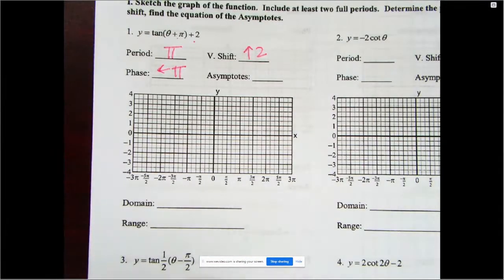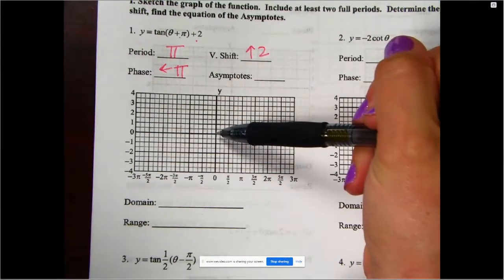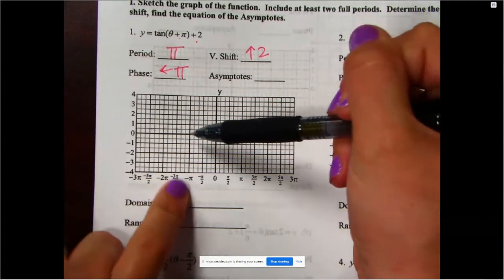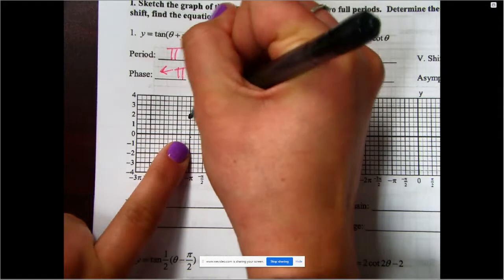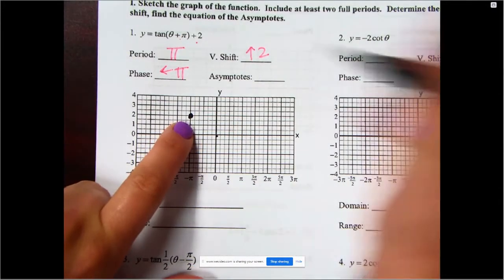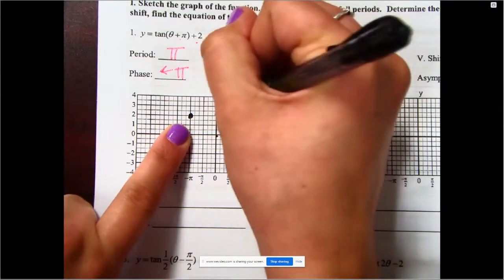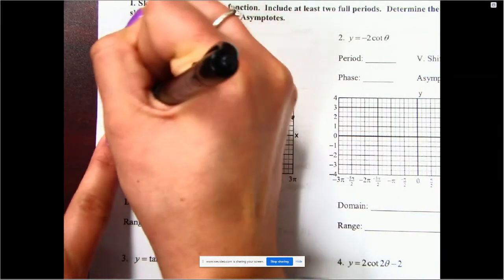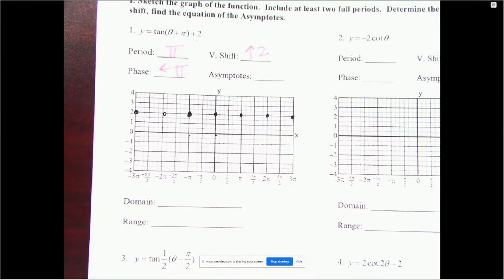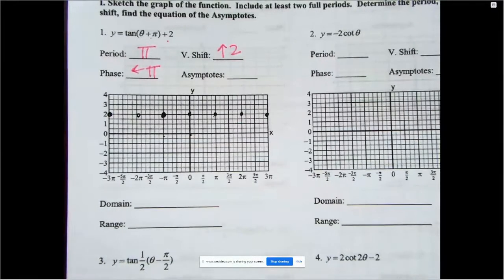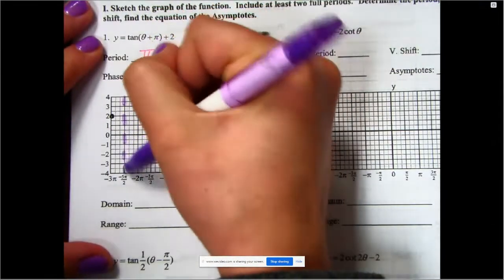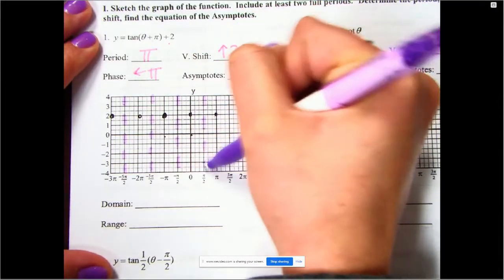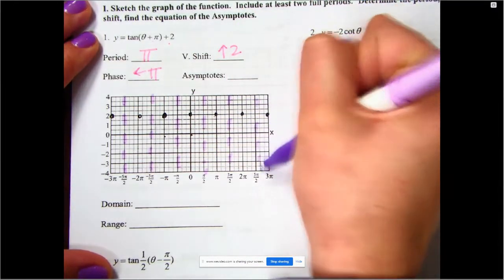So what I like to do here is I know tangent starts on 0. So I'm going to move left pi and up 2. So left pi, up 2. Here's where my graph is going to start. The period is pi, so everything is pi apart. So I'm going to put all the rest of the points pi apart. Between those coordinates is where our asymptote lies. So here, here, here, here, here, here.